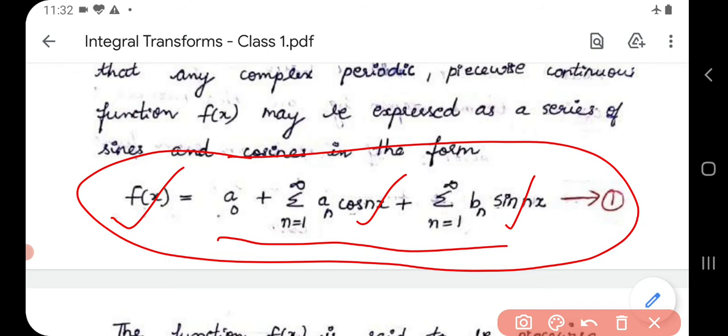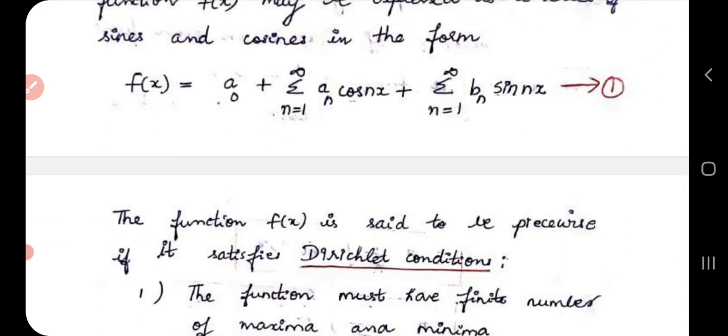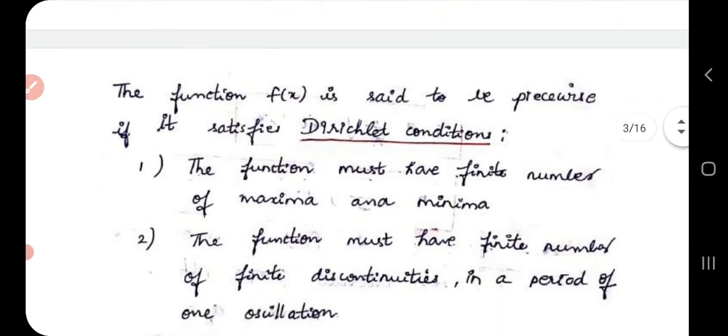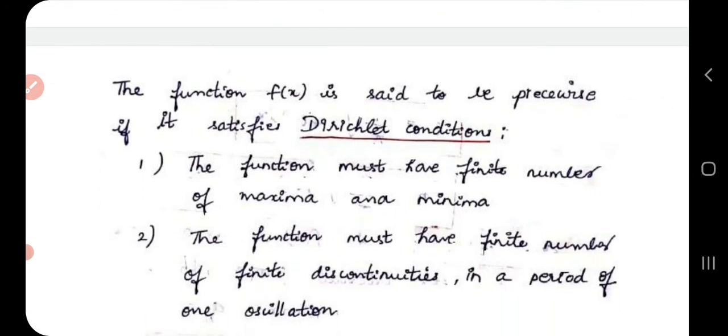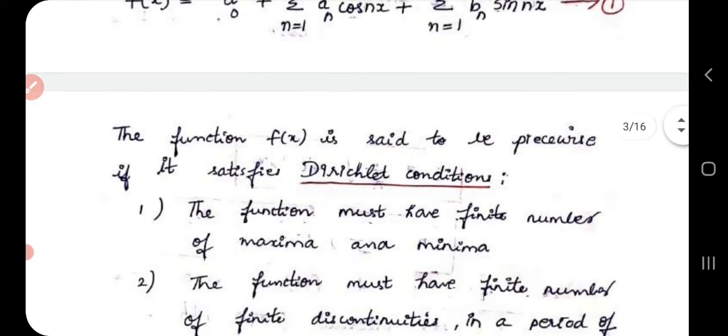It is represented in the form f of x is equal to a0 plus sigma n from 1 to infinity a n cos n x plus sigma n from 1 to infinity b n sin n x. Now this function f of x is said to satisfy the Dirichlet conditions, which are mentioned in 2 points. One is that the function must have a finite number of maxima and minima. Then the function must have a finite number of finite discontinuities in a period of one oscillation. So when you are asked to write what the Dirichlet conditions are, you can specify these 2 points. Any Fourier series has to satisfy these 2 conditions called Dirichlet conditions.